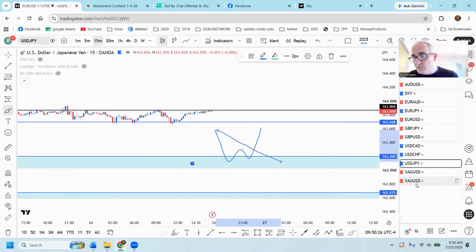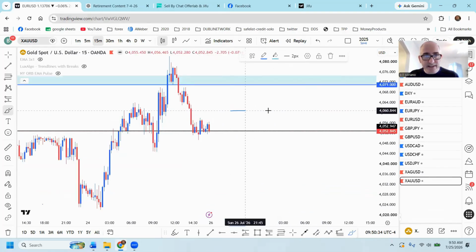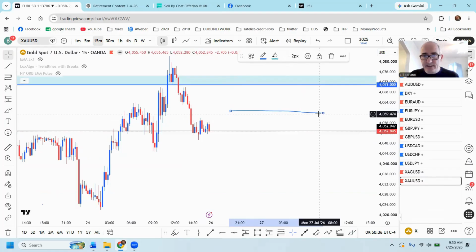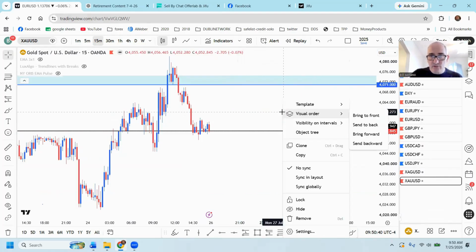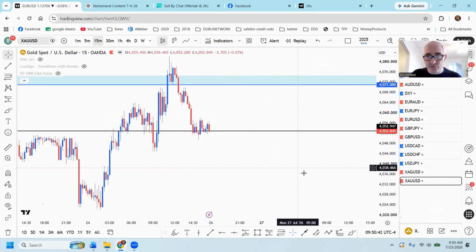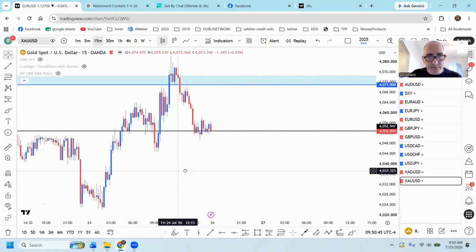So the last one we're going to look at today here in this first trend trap weekly overview is gold. And gold was making, I've done that every time now. I keep forgetting to turn this drawing tool off after I use it. So I'll get a little bit better at that.